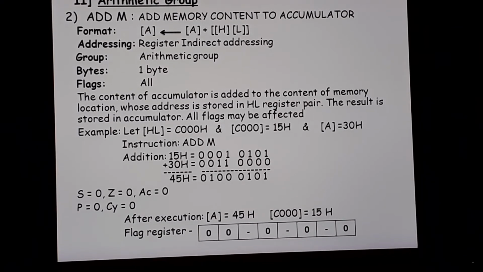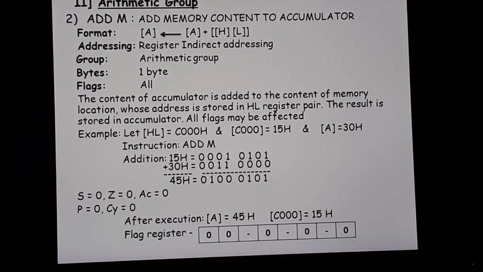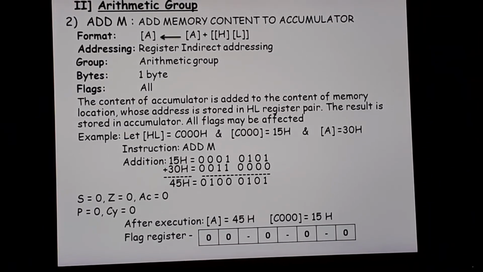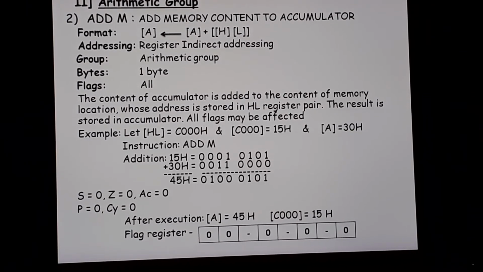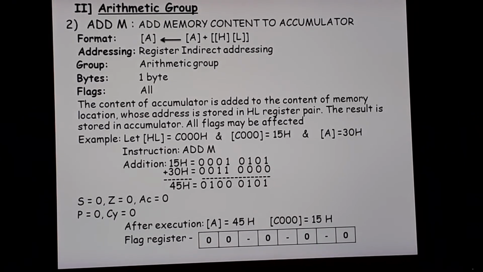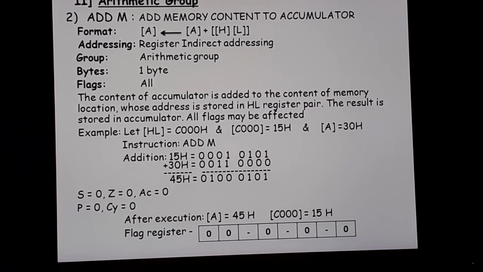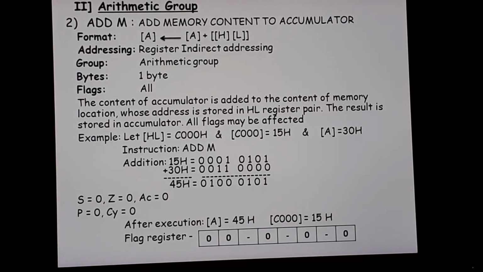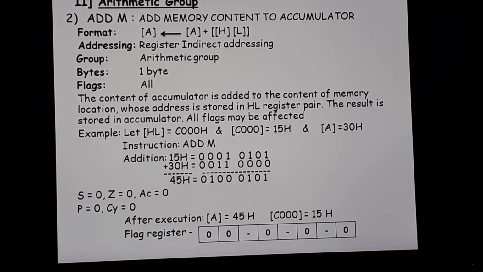Now again, you need to show this addition, that is the memory content pointed to by the HL pair with the accumulator content. So you will add 15H with 30H and the result that you will get is 45H. You can check by taking a book and verifying on your own. The result is 0100, which is 4, and 0101, which is 5. The flag register you can also check: the sign is 0, Z is 0, AC is 0, P is 0 and carry is also 0. Why? Because all the flags are 0.